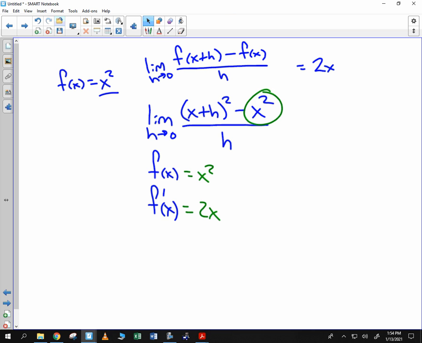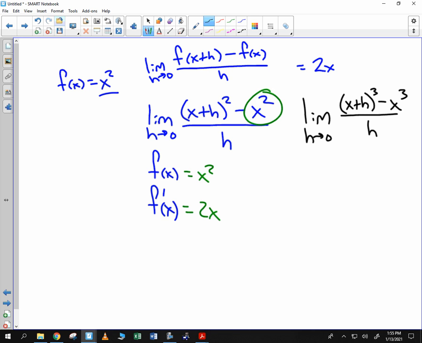So we'll try another one. Suppose we have the limit as h goes to 0 of x plus h cubed minus x cubed over h. Well, as you look at that, if I ask you what is the function, you would say x cubed. If I ask you what is the derivative, you would say it would be 3x squared. So that's pretty good.